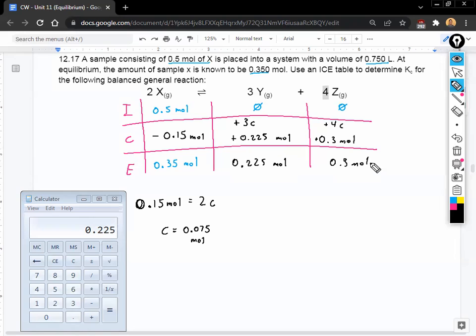So that's how you use an ice table to find the final concentration of all of the compounds in your equilibrium reaction. Okay, and now that we have all of the equilibrium concentrations, we can plug it into the equilibrium constant expression and calculate it out. So I'll give you guys some time to do that, but same thing as before, the equilibrium constant expression is the same. We're gonna have the concentration of Y cubed, the concentration of Z to the power of 4, and then the concentration of X squared. All we need to do is plug in these equilibrium concentrations, and that'll give us the Kc. Yeah, what's up?